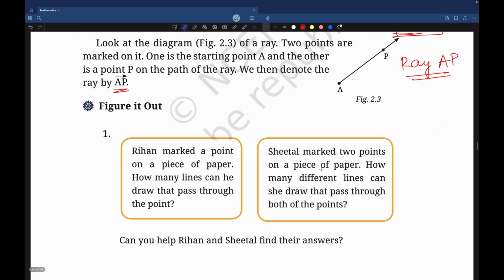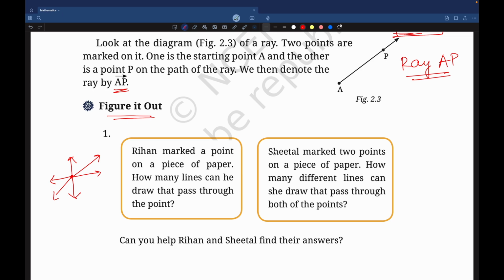Now let's solve, figure it out. Question number 1. Rihan marked a point on a piece of paper. Let us say this is a point. How many lines can he draw that pass through the point? Lines that are passing through the point are infinite. From one single point, we can draw an infinite number of lines.